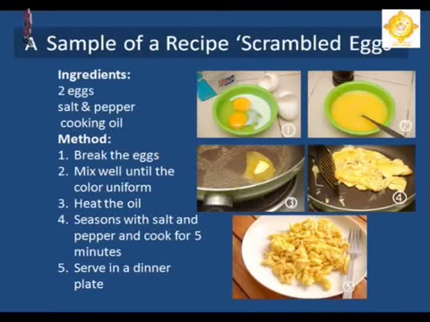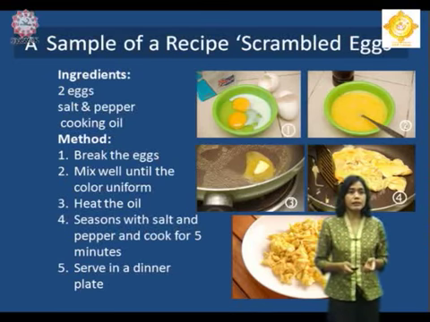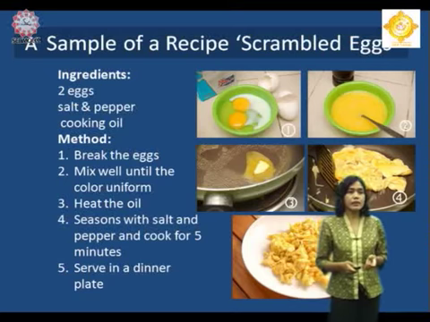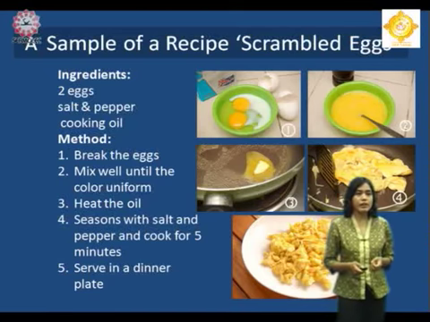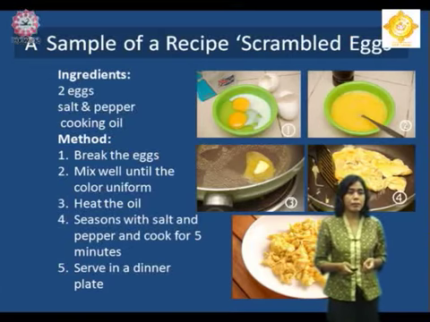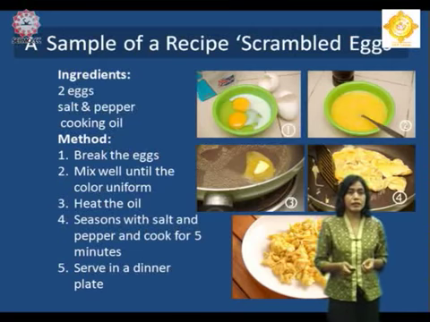Now, this is a sample of a recipe called scrambled eggs. The ingredients, and you can see there is a method. The ingredients are 2 eggs, salt and pepper, cooking oil. And the method, the first, break the eggs. Second, mix well until the color is uniform. The third, heat the oil. The fourth, season with salt and pepper and cook for 5 minutes. And the last, serve in a dinner plate.